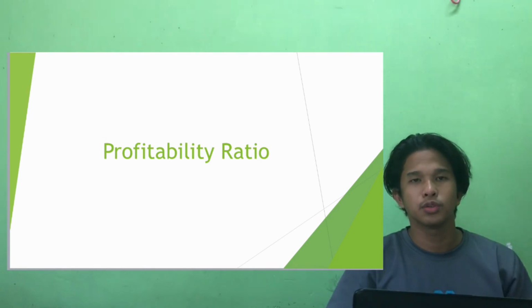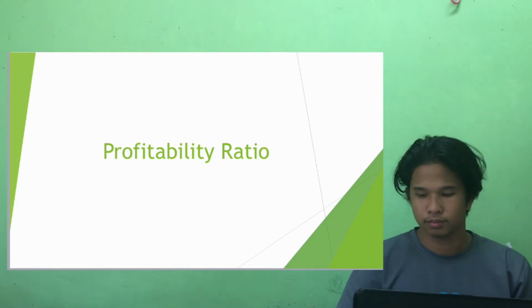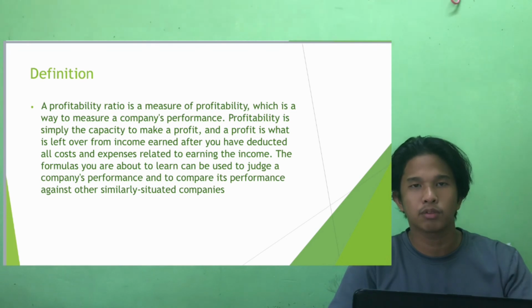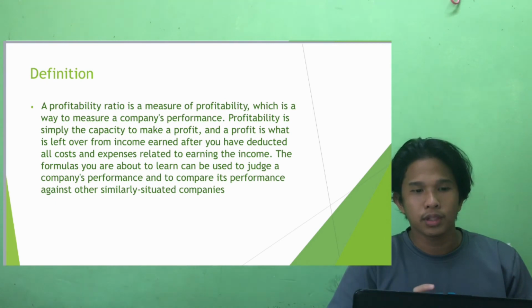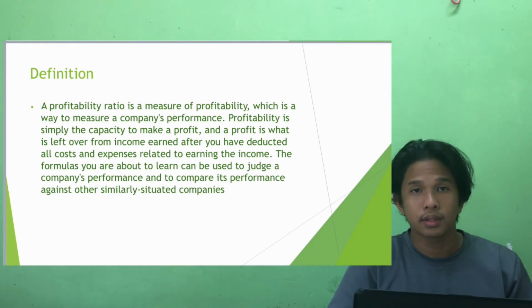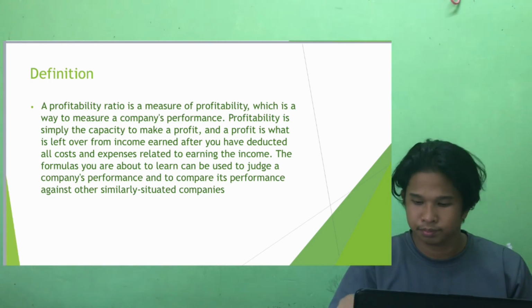Assalamualaikum warahmatullahi wabarakatuh. My name is Muhammad Lain bin Abubakar and I'm going to talk about profitability ratio. Profitability ratio is a measure of profitability, which is a way to measure a company's performance. Profitability is simply the capacity to make a profit. A profit is what is left over from income earned after you have deducted all costs and expenses related to earning the income. The formulas you are about to learn can be used to judge a company's performance and to compare its performance against other similarly situated companies.